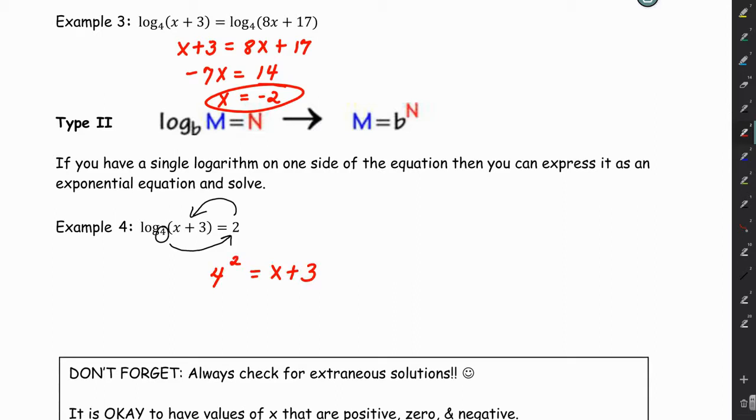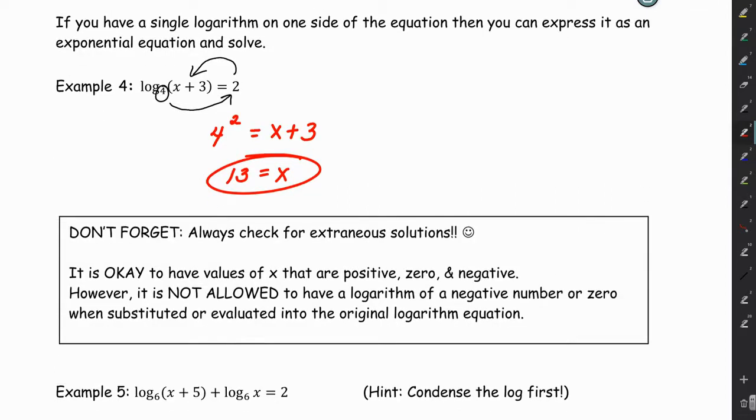Right, 4 squared equals x plus 3. Okay, now another important thing to note, you always want to remember to check for extraneous solutions. It's okay to have values of x that are positive, negative, and 0. However, it's not allowed to have a logarithm of a negative number or 0 when substituted into the original log equation. So even though the algebra may give us a solution, we always have to take that solution, put it back into the original equation, and see if it still works.